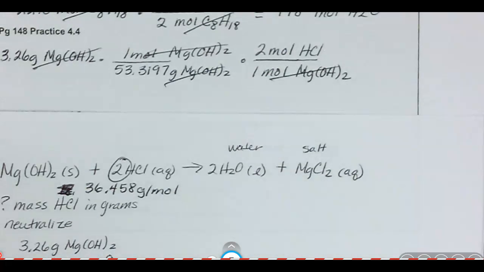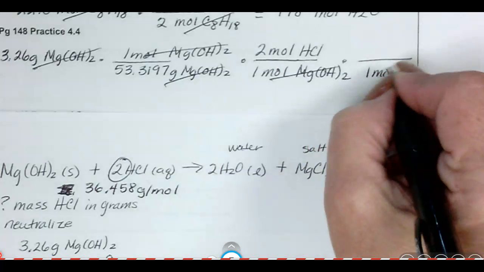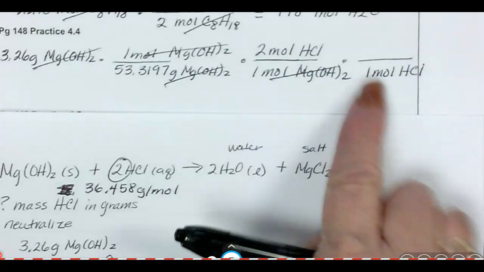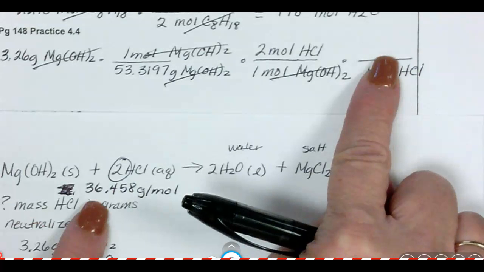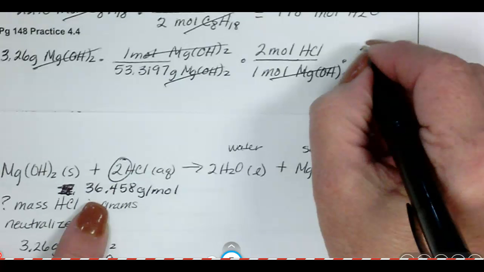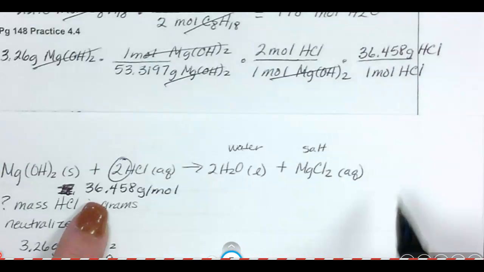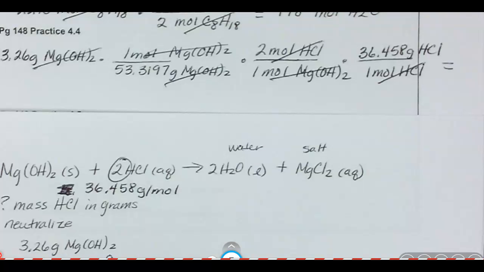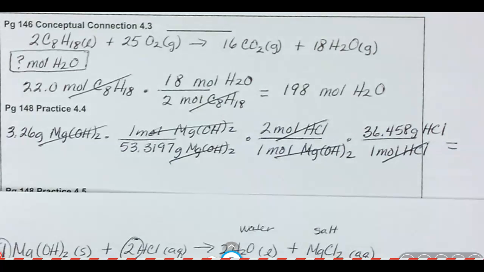And the final step then would be to take my moles of hydrochloric acid and change it to grams. So 1 mole of hydrochloric acid, not magnesium hydroxide, I said the wrong thing again. So I'm going from moles of hydrochloric acid to grams. And again, my mass there was 36.458 grams of HCl. The rest is just calculations to run the numbers and see what we get.